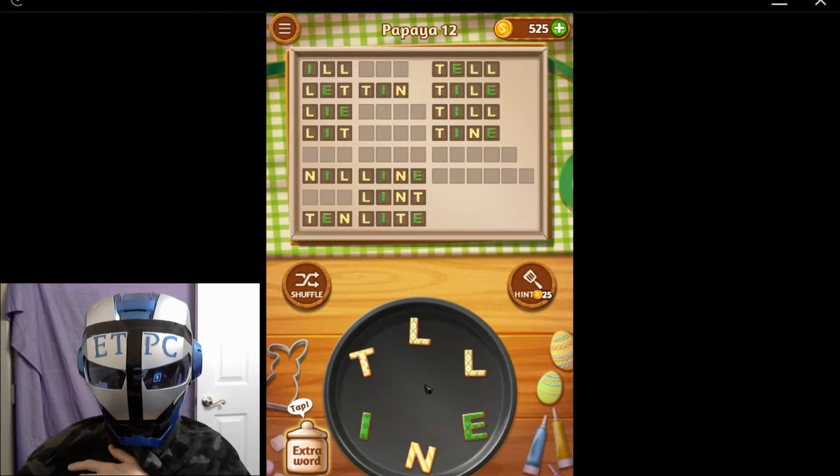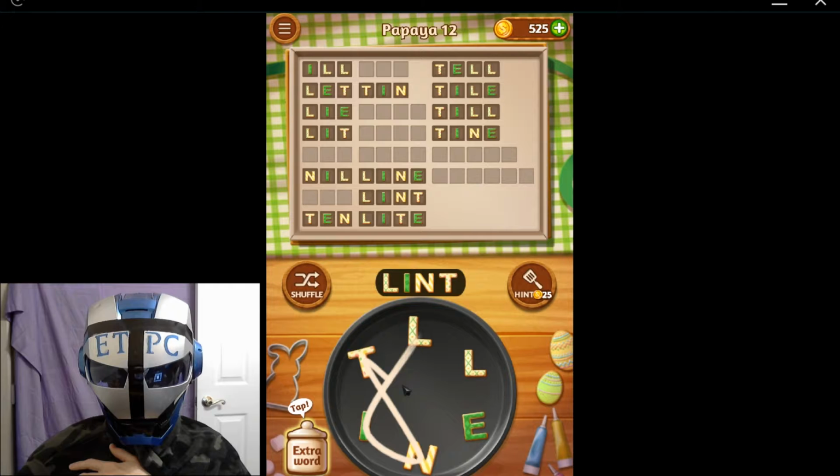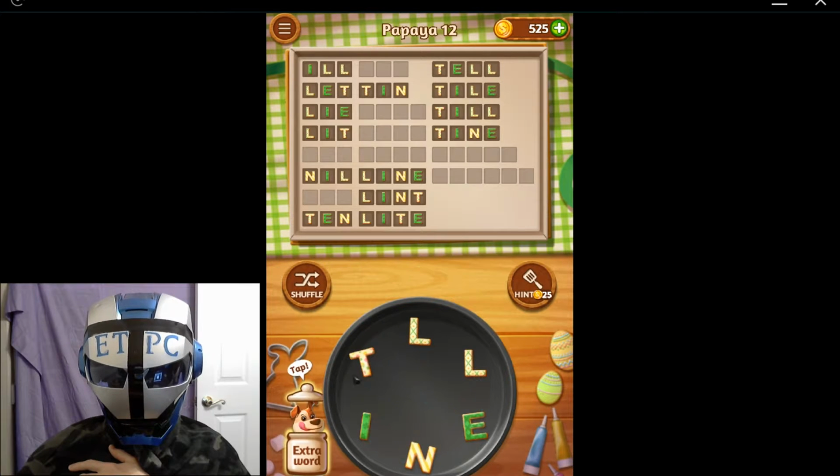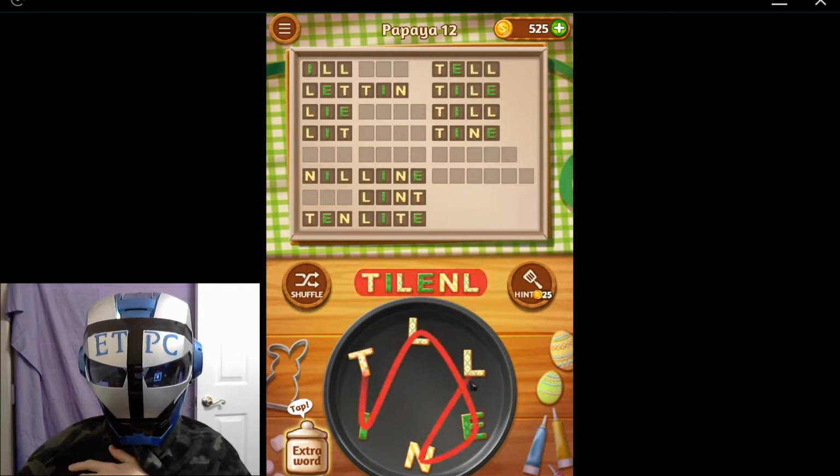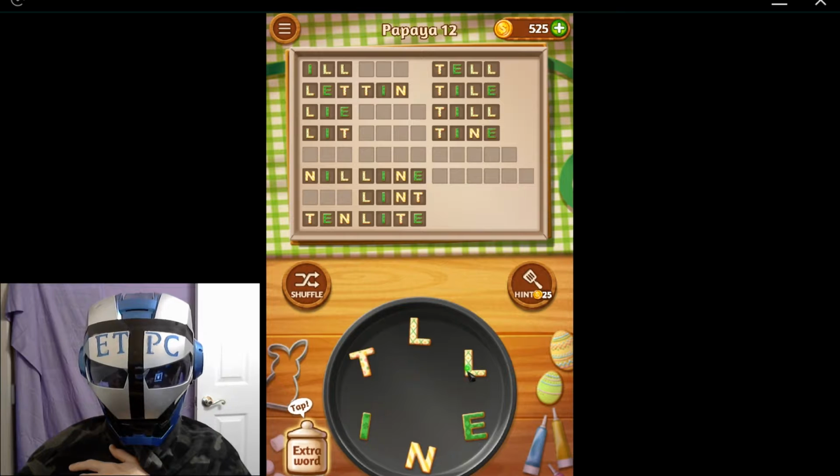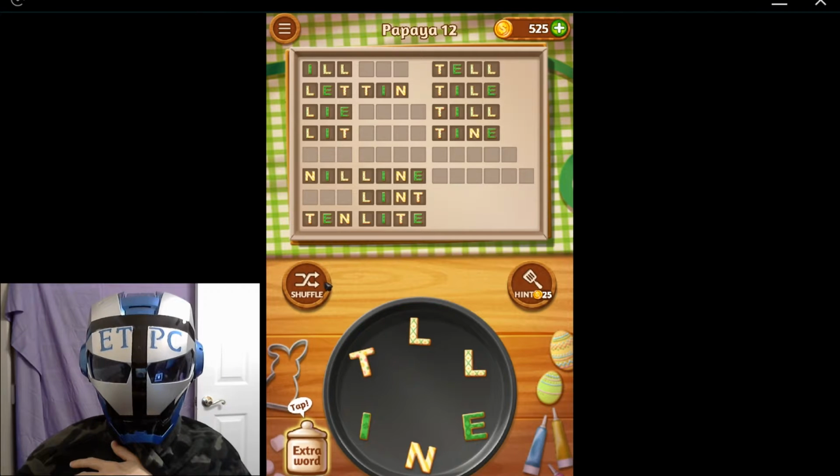T-N-I-E-L-O. Lintel. Thailand. Line the melt. Get lintel? Yeah, kinda.